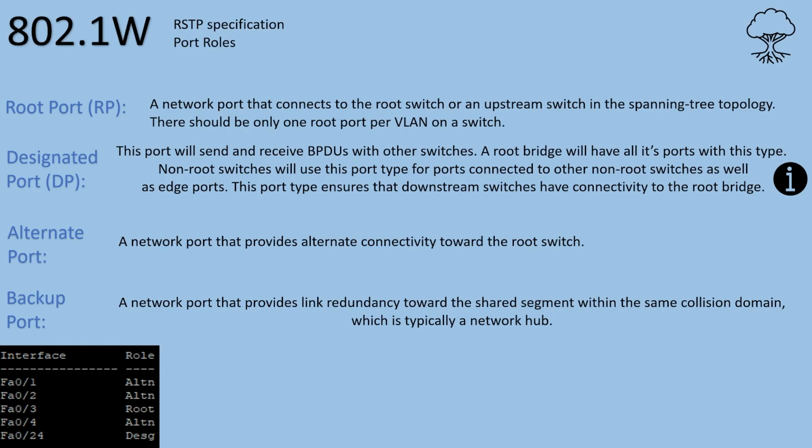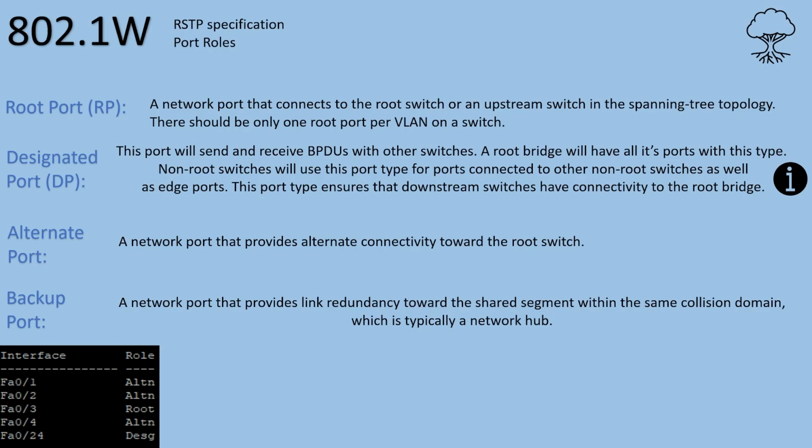Designated port: this port will send and receive BPDUs with other switches. A root bridge will have all its ports with this type. Non-root switches will use this port type for ports connected to other non-root switches, as well as edge ports. This port type ensures that downstream switches have connectivity to the root bridge.